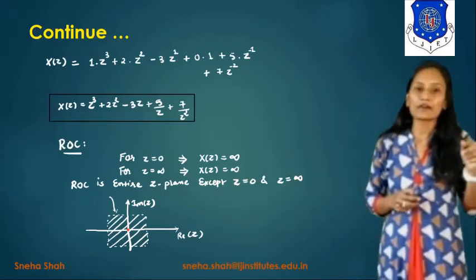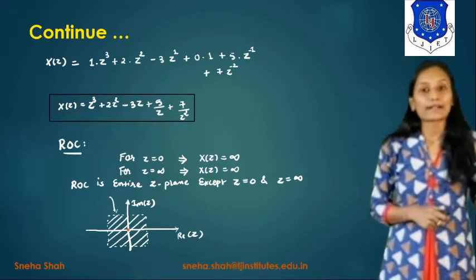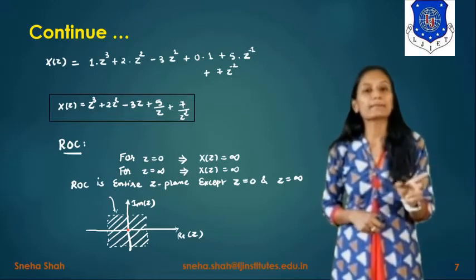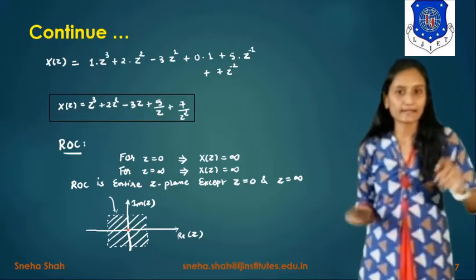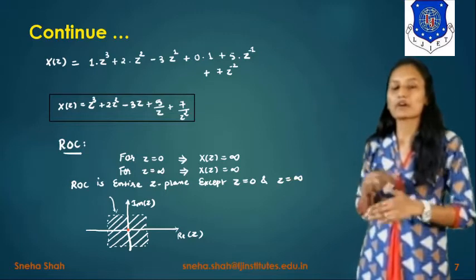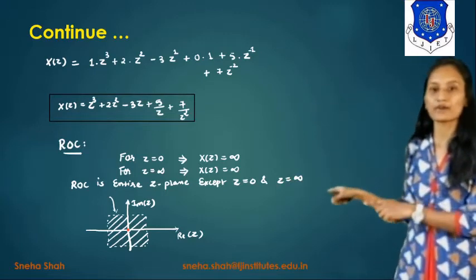Now you can recall from the last session the fifth property of the ROC. What is the ROC for a finite duration sequence? It will be considered as the entire z plane except z equals to 0 and z equals to infinite, right? So according to the different range, it will give you the answer in this range only.